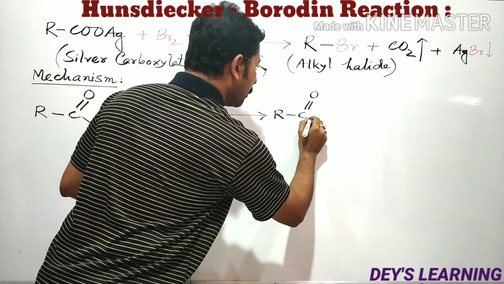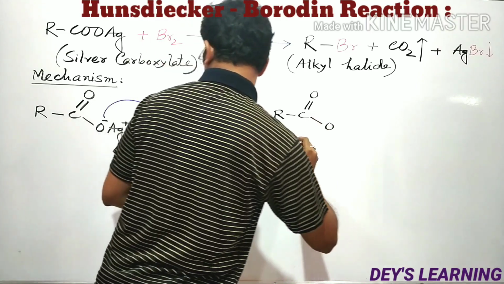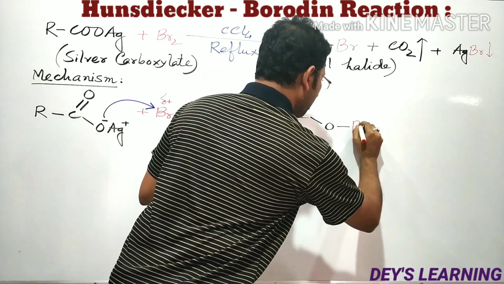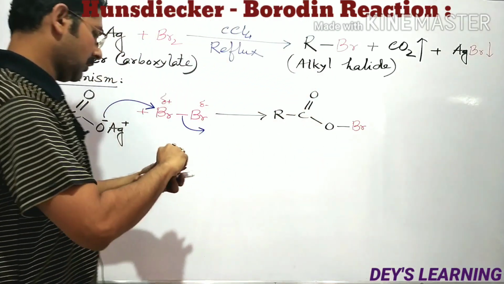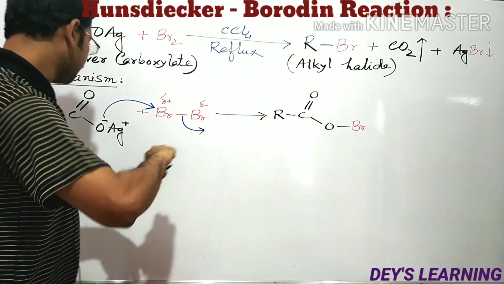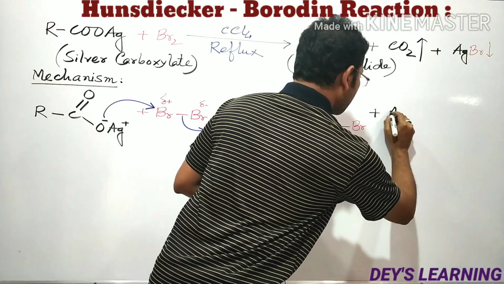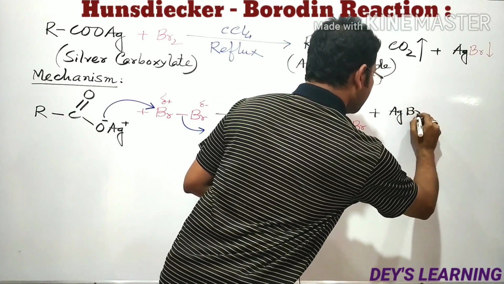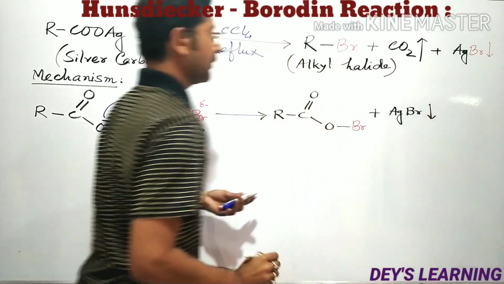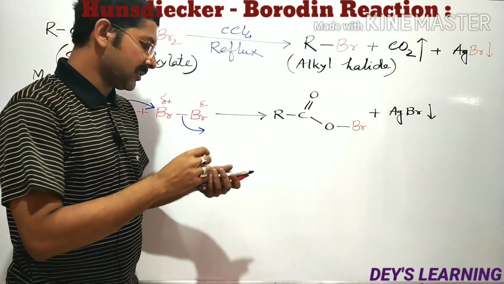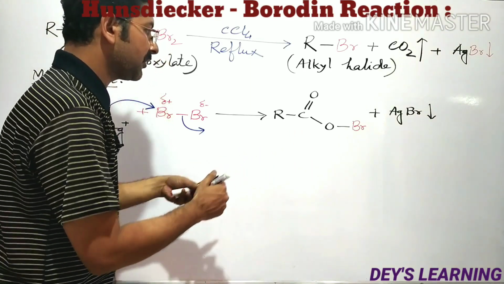So we will get RC double bond O, with bromine here, plus silver bromide, which will be precipitated from here.